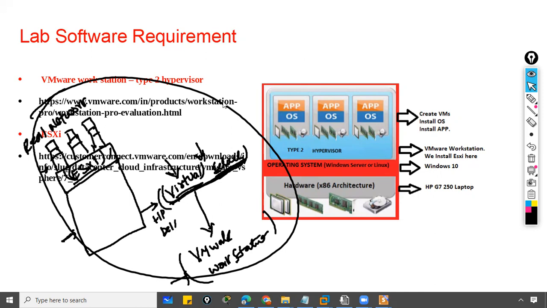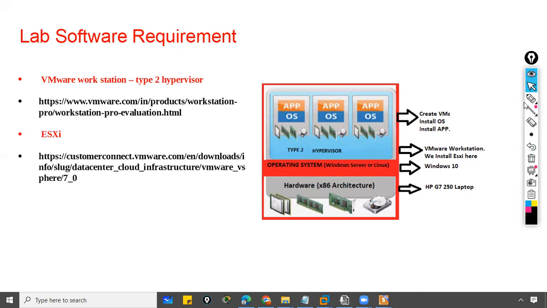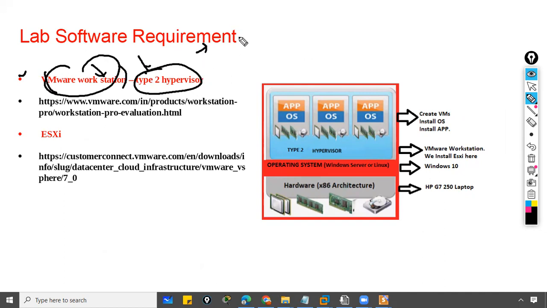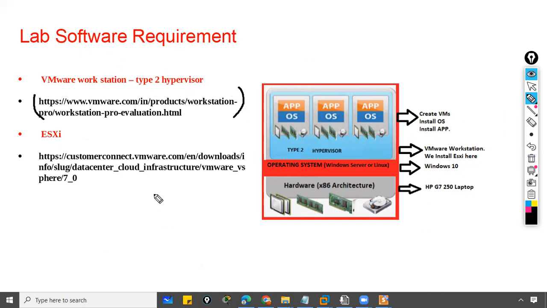Mahesh. Okay. Now what we will do, as I told you, we need this VMware Workstation. This is the type 2 hypervisor. Using this VMware Workstation, we will create the virtual server. From where you will get this VMware Workstation, you will use this link. To install the ESXi, you will use this link. So let us see the VMware Workstation link.